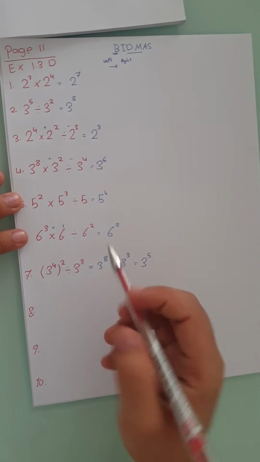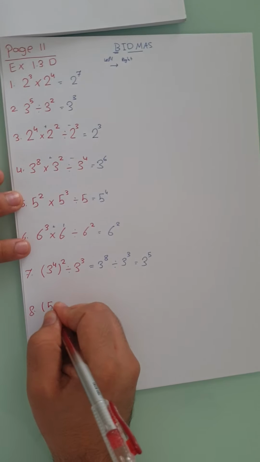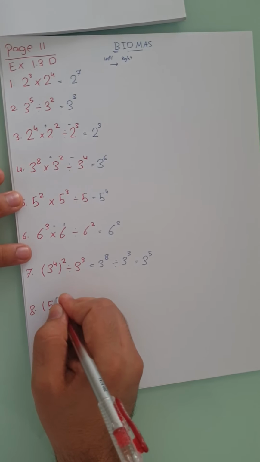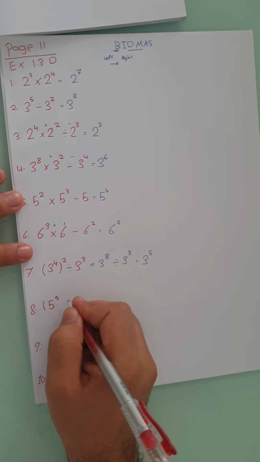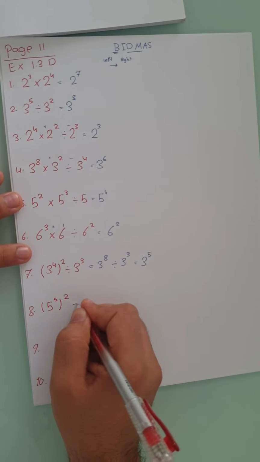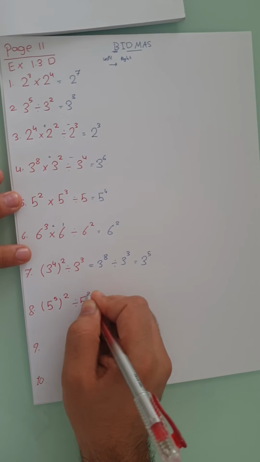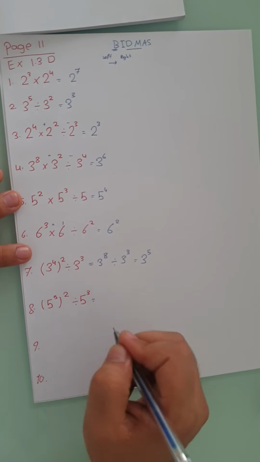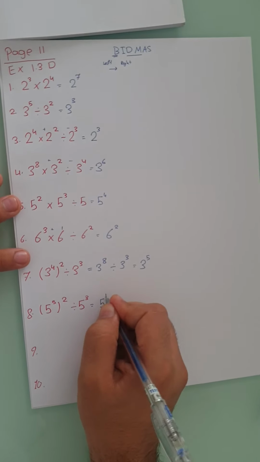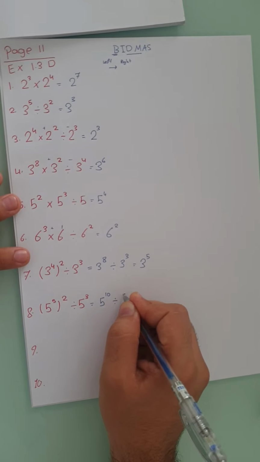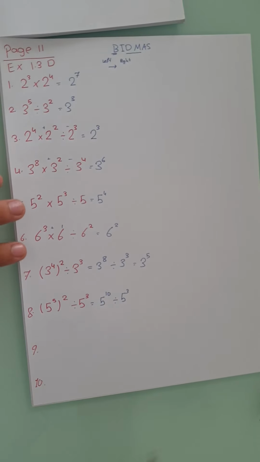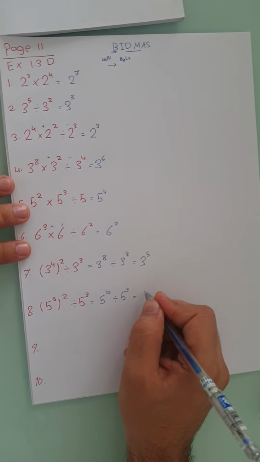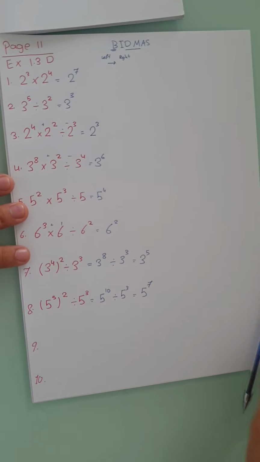Question number 8. 5 to the power of 5, all to the power of 2, divided by 5 to the power of 3. Same goes here. We finish the brackets first. 5 times 2 is 10. So it's going to be 5 to the power of 10 divided by 5 to the power of 3. Okay. And 10 minus 3 is how much? 7. So 5 to the power of 7.